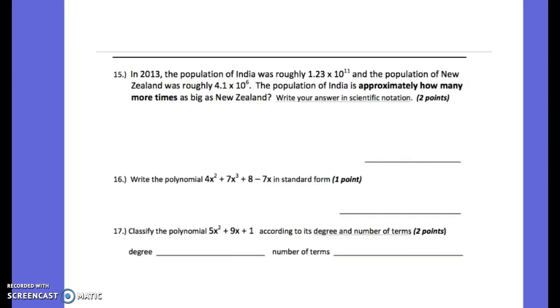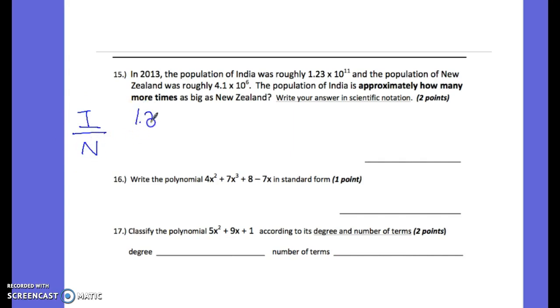Number 15. In 2013, the population of India was roughly 1.23 times 10 to the 11th, and the population of New Zealand was 4.1 times 10 to the 6th. The population of India is approximately how many more times as big as New Zealand? Since it's how many more times, we have to take India and divide it by New Zealand to find out how many times bigger it is.